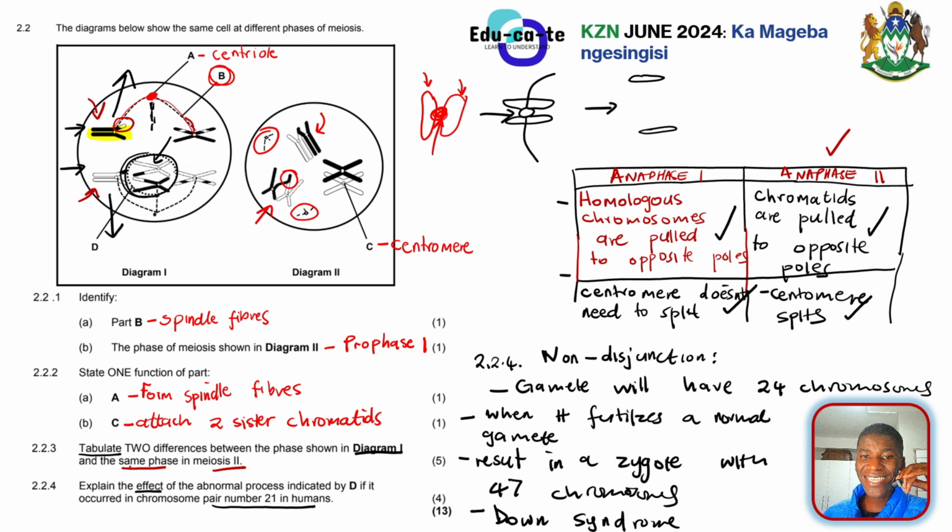And then when it fertilizes a normal gamete, or the gamete with 23 chromosomes, this will result in a zygote with 47 chromosomes. Or you can say that this will result in a zygote with an extra chromosome on pair number 21. Or you can just say that the zygote will have 3 copies of pair number 21. But I think the simplest one is to just say that the zygote will have 47 chromosomes. And then this condition whereby the zygote has got 47 chromosomes and 3 chromosomes on pair number 21 is known as Down syndrome. You get all the marks.